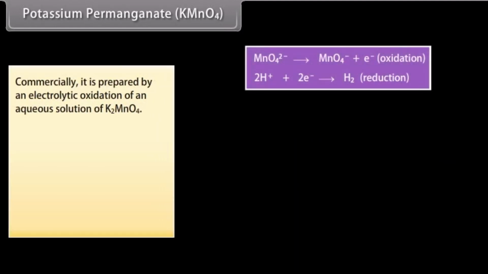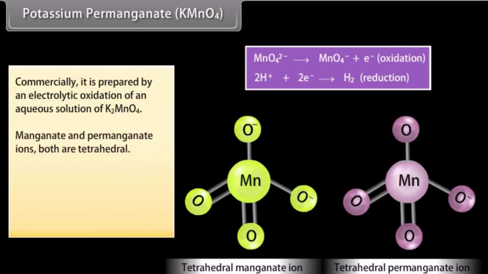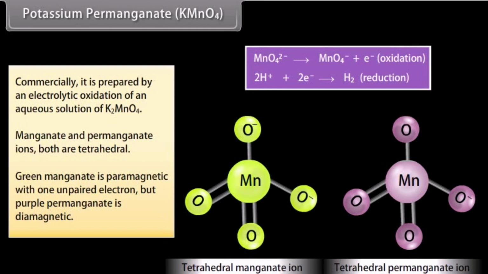Commercially, it is prepared by an electrolytic oxidation of an aqueous solution of K2MnO4. Manganate and permanganate ions both are tetrahedral. Green manganate is paramagnetic with one unpaired electron, but purple permanganate is diamagnetic.